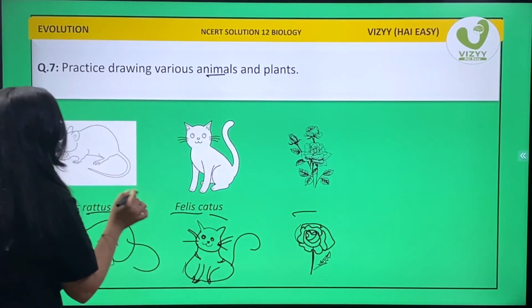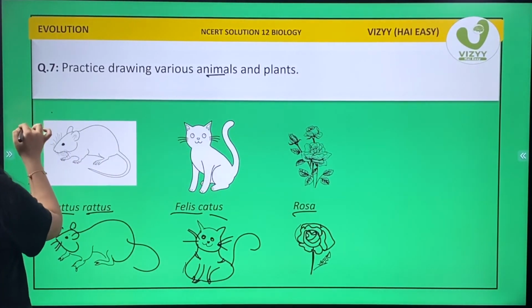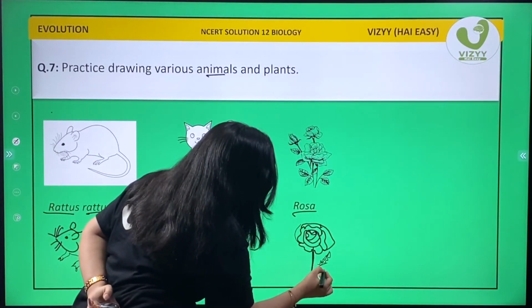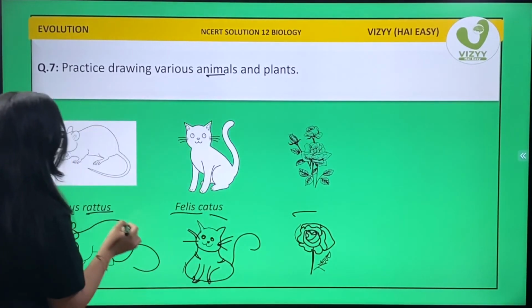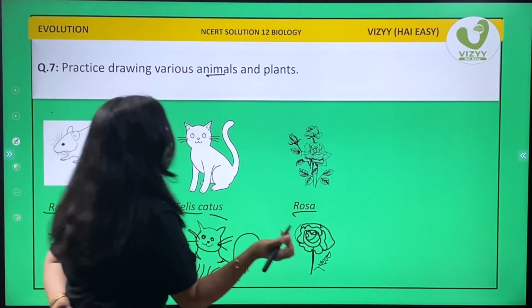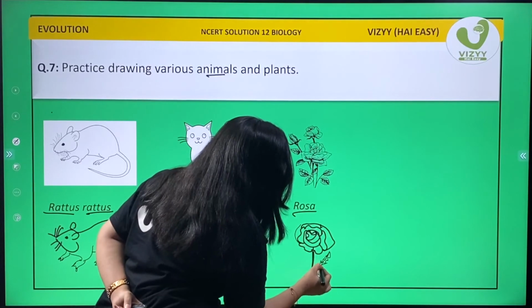Students always choose things that are easy to draw and not a big task, because we are not giving any drawing exams right now, we are just writing our board paper.